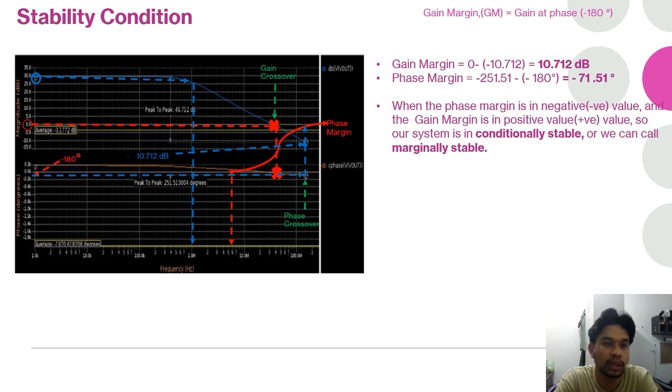After we do the analysis for gain margin and phase margin, we got that the phase margin is in negative value, and the gain margin is in the positive value, so that our system is conditionally stable, or we can call that marginally stable.